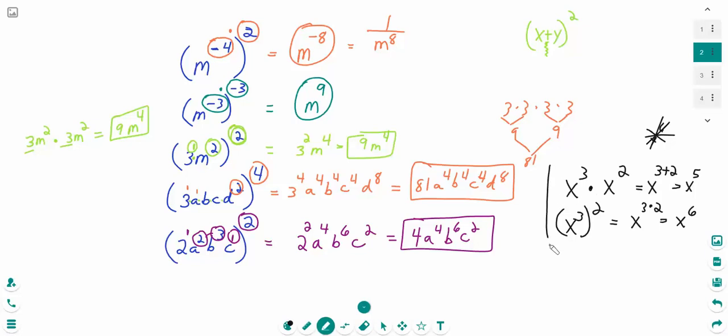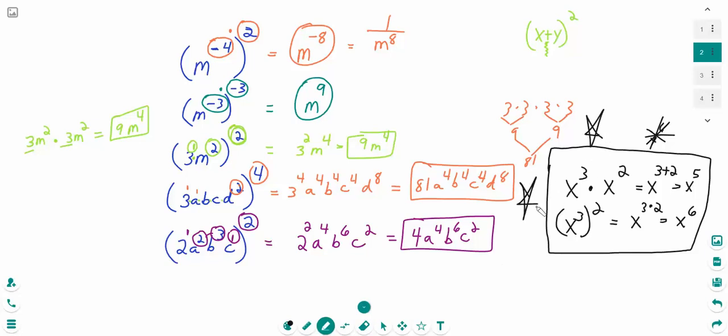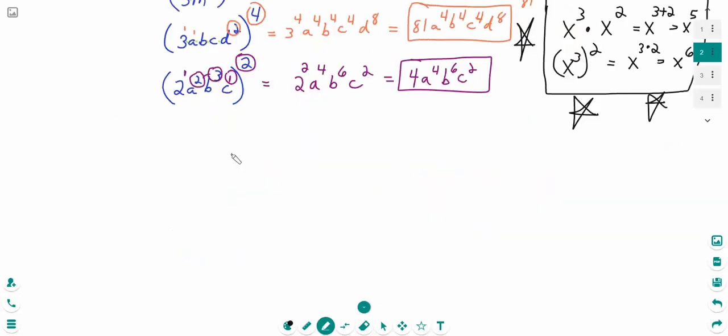Okay? This is very important to have this distinction clear in your head so that you know what to do when you have these problems. So this is super important. Super important. Write that down in your notebook. Make sure you are clear on when to add the exponents and when to multiply the exponents. Okay? All right. So just to make sure that we're clear on this, let's try a couple more and just make sure that you've got this down.